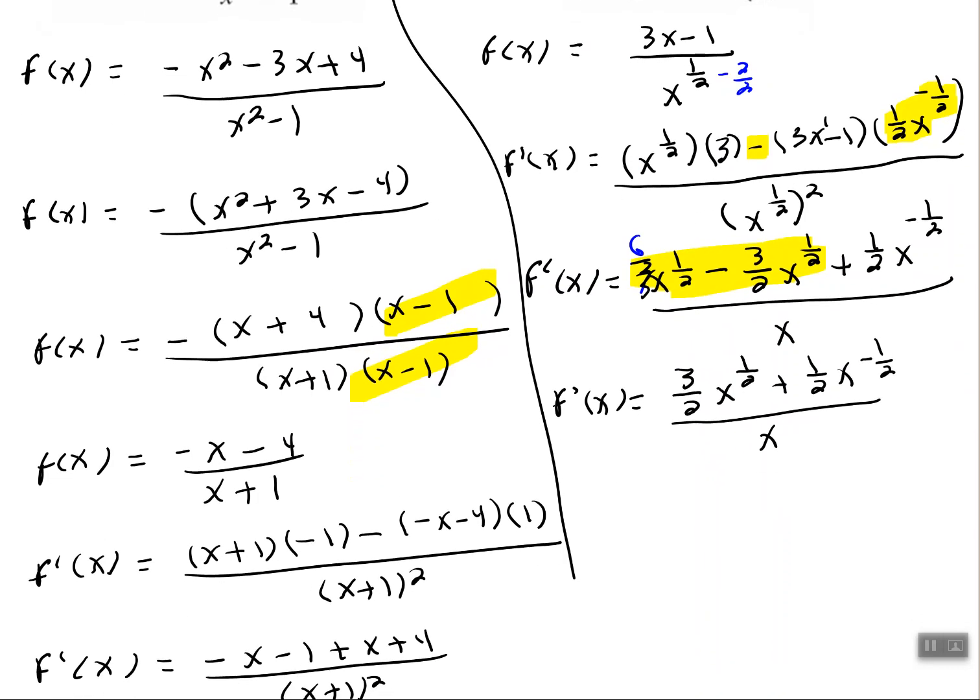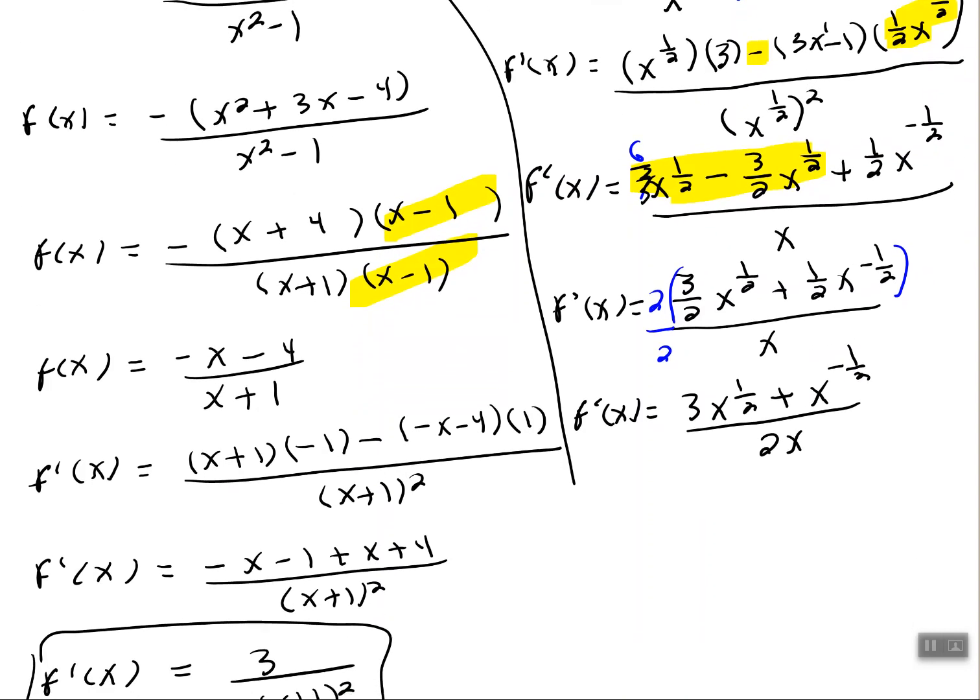All right, let's clear those fractions out of our numerator, and let's do that by multiplying by 2. Whatever you multiply the numerator by, to keep this balanced, you need to multiply your denominator by the same thing. So now we have 3x to the 1/2 plus x to the negative 1/2 all over 2x. The computer very well may take that answer. I'm going to take this a little bit farther and see if I can clean it up more.